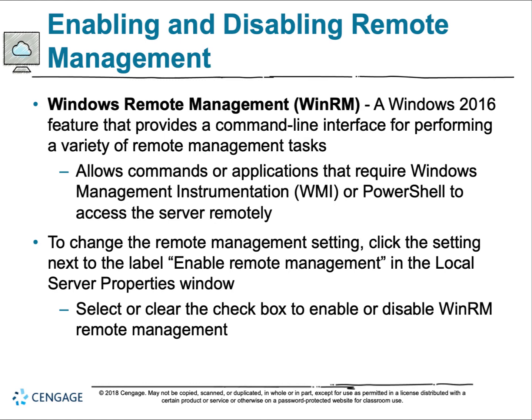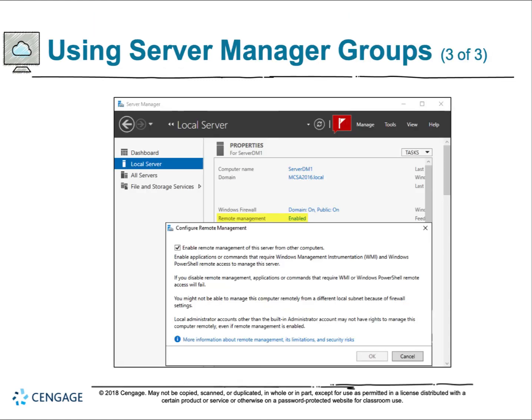WinRM provides a command line interface for performing a variety of management tasks. Running in the background, it allows commands or applications that require Windows Management Instrumentation, or WMI, or PowerShell to access the server remotely. To change the remote management setting, you have to click on the setting next to the label Enable Remote Management in the Local Server Properties window, as you can see over here.